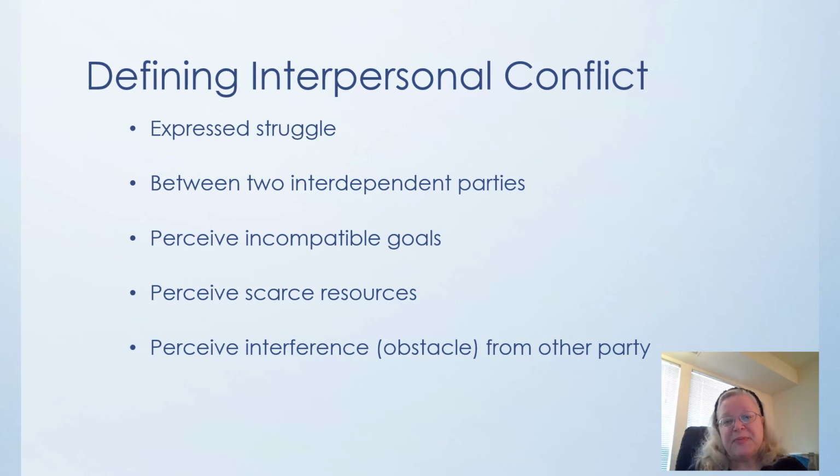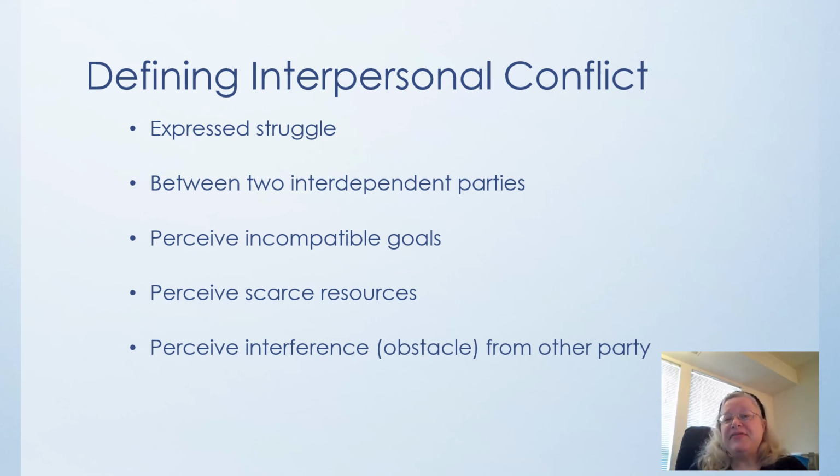Interpersonal conflict happens between 2 interdependent parties. We've talked a lot in our relationship units about what interdependence means. It means the 2 of you depend on each other for resources, for support, that what one of you does affects the other person. You can't really have a conflict with someone that you're not interdependent with because their opinion won't matter to you in that case.